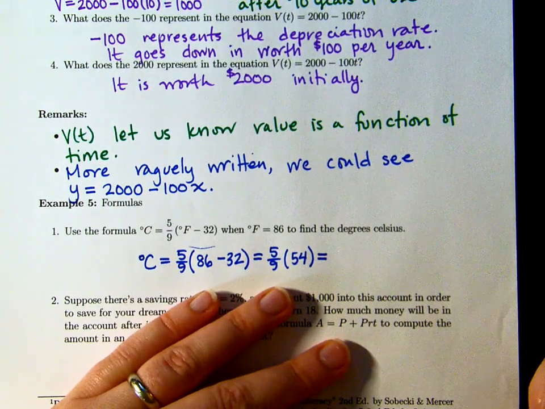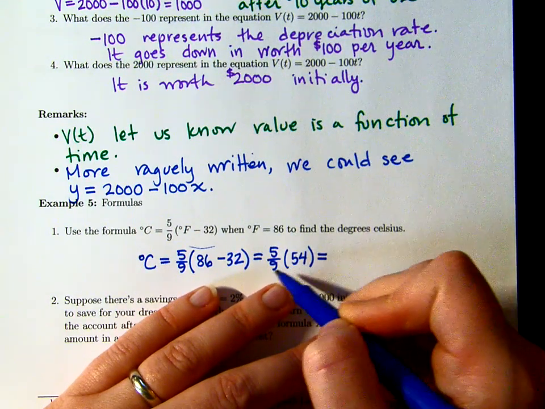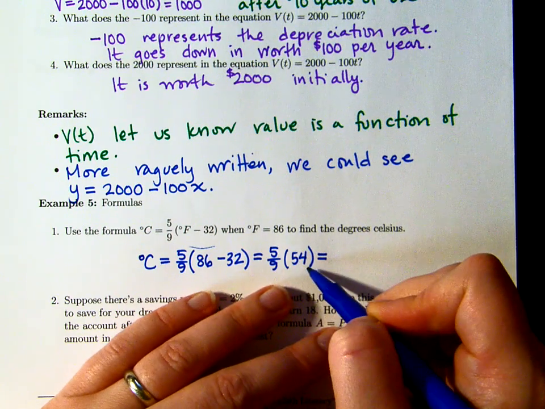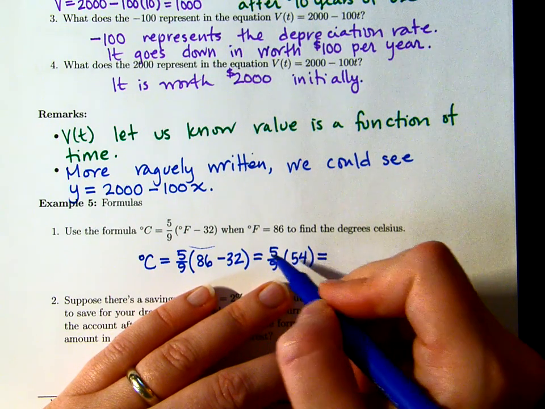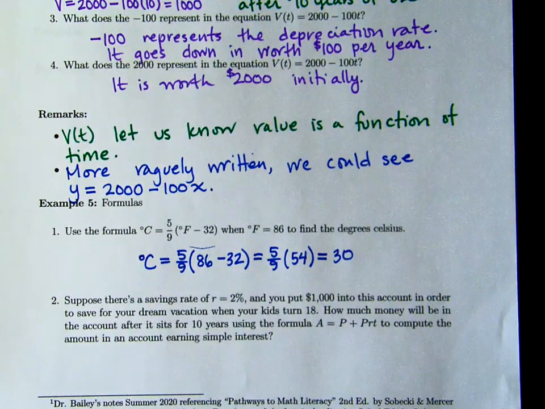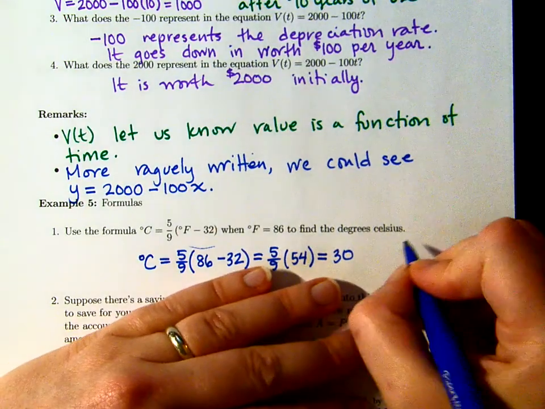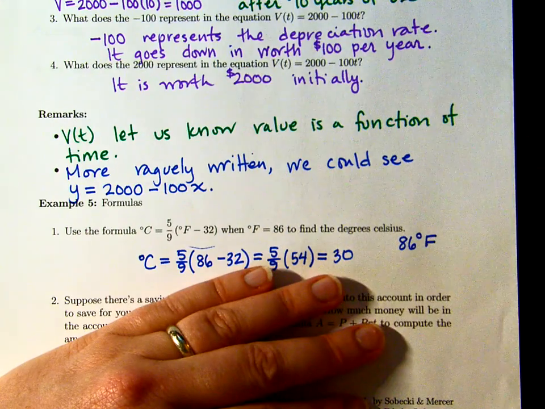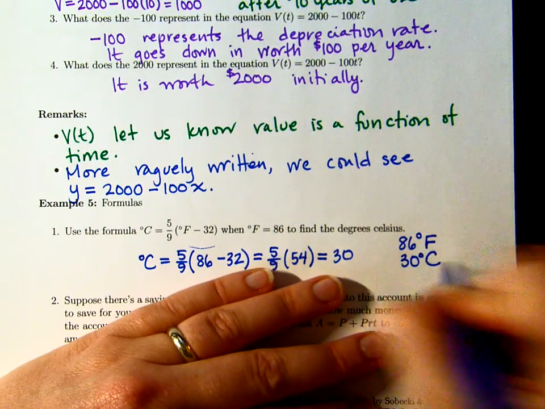Oh, I don't even have to round this answer. That's so nice. Oh, look, because 1/9 of 54 is 5. Wait a minute, is 6, I mean. Sorry about that. 1/9 of 54 is 6, and then 5 sixes is 30. Ooh, no rounding. Okay, so 86 degrees Fahrenheit is the same as 30 degrees Celsius.